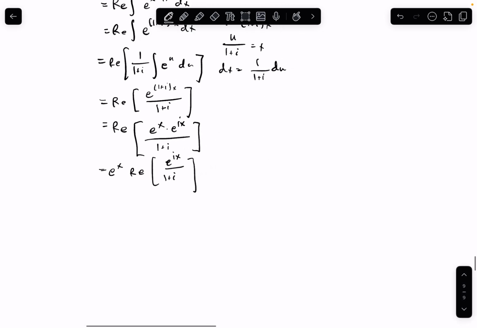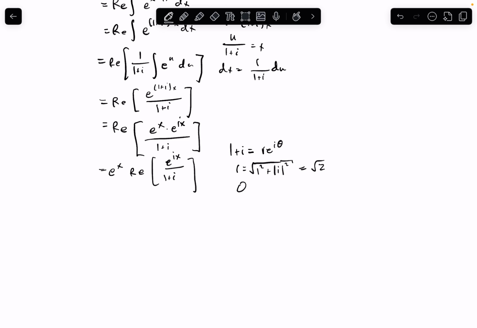However, we know that 1 plus i is going to be equal to r e to the i theta, for some value of theta. And r is going to be the root of 1 squared plus the absolute value of i squared, which is equal to root 2, if you just do root 1 plus 1. And then theta is going to be the arctangent of the absolute value of i over 1.